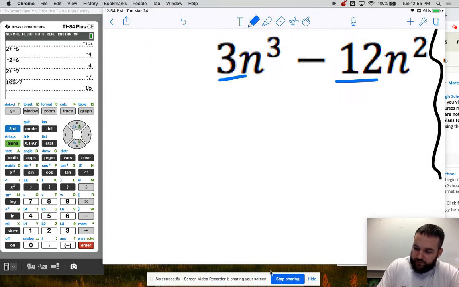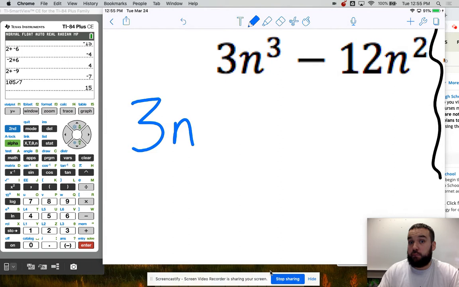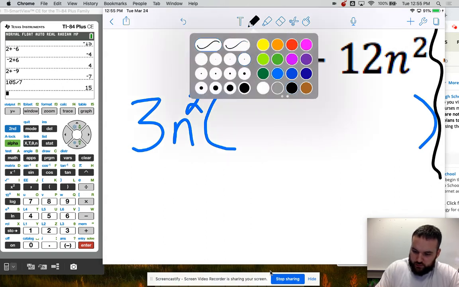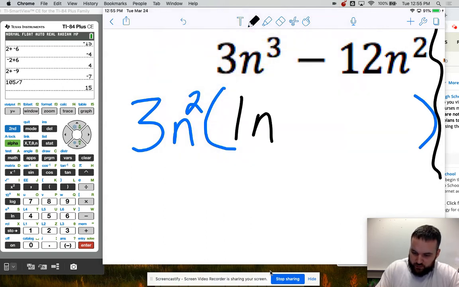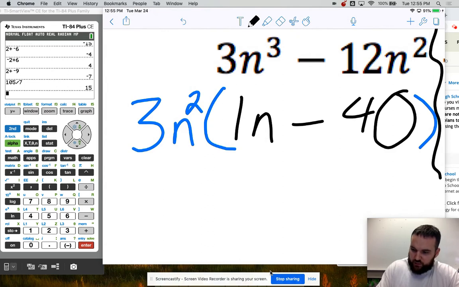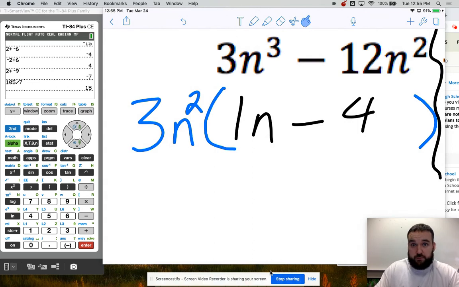And what did these 2 terms have in common? Well, the coefficient, I can divide both of those by 3. And both terms have n. How many n's can I take from both of those terms? Well, there's 3 n's here and 2 n's here. So I can take n squared, or 2 n's, from each term, which will leave me with 3 divided by 3 is 1, 12 divided by 3 is 4, and there's no n's remaining here because it was n squared. Okay, so that's the first half of the problem.